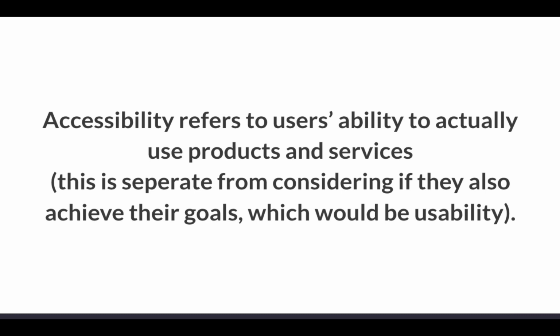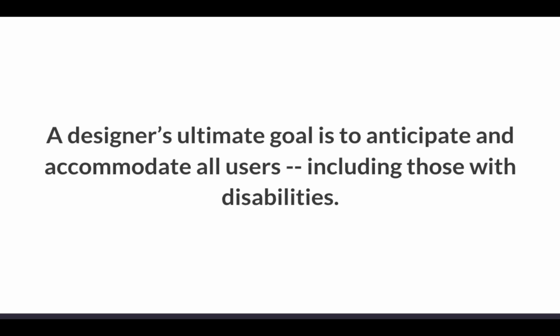So can I have somebody read this? Accessibility refers to users' ability to actually use products and services. Parentheses, this is separate from considering if they also achieve their goals, which would be usability. So they're related. If something's not accessible, somebody can't actually physically use it for whatever reason, physical, mental, whatever. And then if they can use it, is it usable? So accessibility is kind of more foundational than usability. And a designer's ultimate goal is to anticipate and accommodate all users, including those with disabilities.